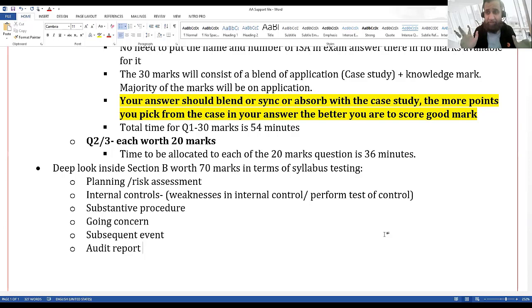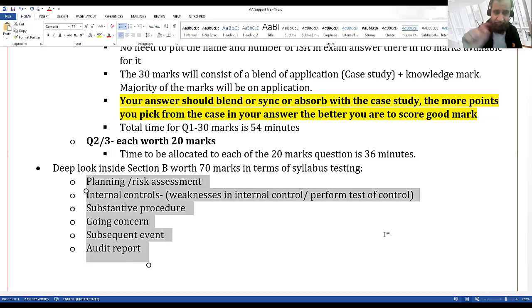So if you're good on substantive procedures, you're good on test of controls, you're good on weaknesses in internal control, you are good on planning and risk assessment, you are good on going concern, you're good on subsequent events, you're good on audit report, you will survive section B. Because every time you open a section B from the past paper, section B comprises these six areas. You will not find any unusual surprise in section B beyond these six areas.